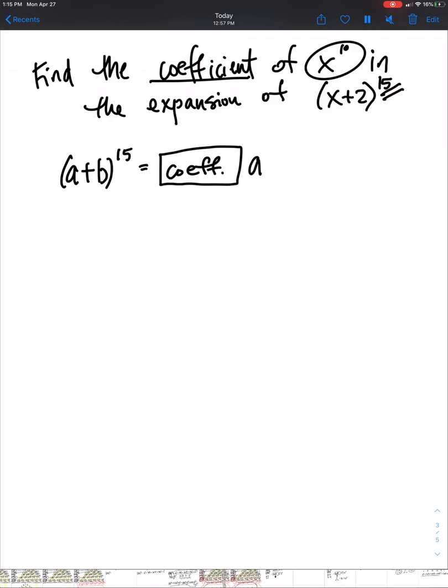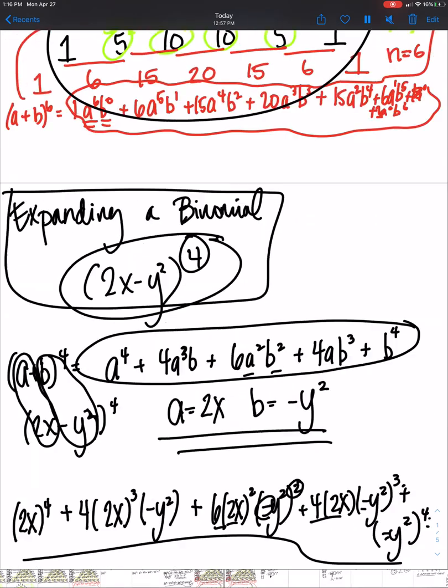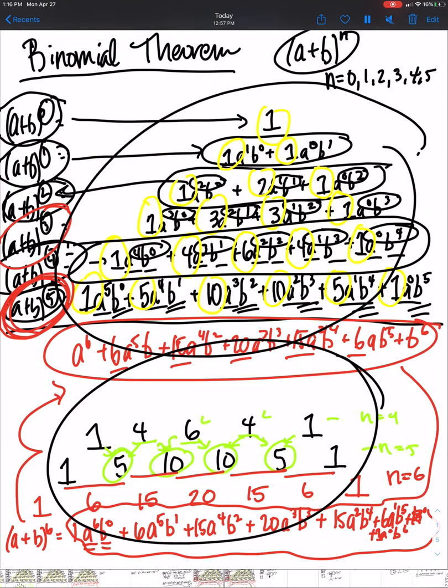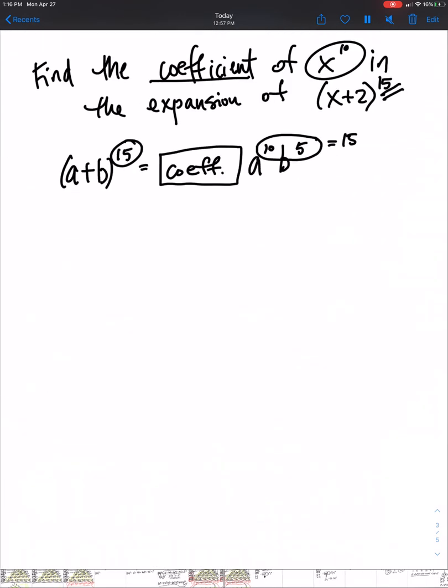Then I've got a to the 10 and b to the 5, and you might think, how do I know it's b to the 5? Well, it has to add up to 15. Remember that from the very beginning, and I told you that was important, that the exponents add up. So see how they add up to each other. 5 plus 0, 4 plus 1, 3 plus 2. So that is important in this case. We don't want to do the whole thing. We just want to do this specific term.